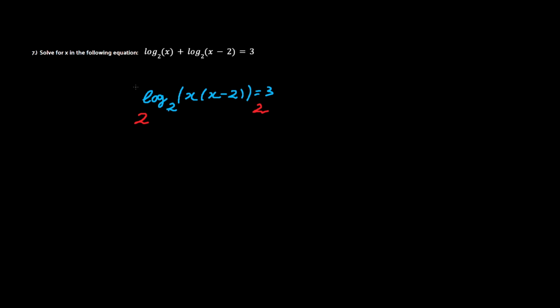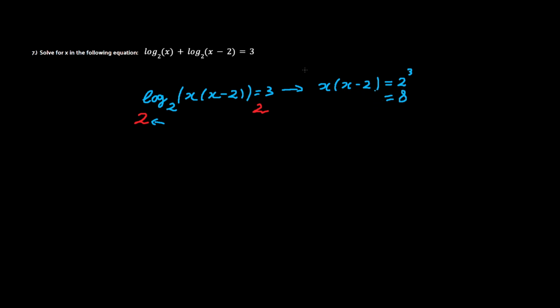And whenever you have this case, whenever this number is the same as the base of the log in the power, the log disappears and you get just the part that's in the brackets. So what I'm saying is that this whole expression is equal to x multiplied by x minus 2, and on this side we keep the 2, so it is 2 to the power of 3. And of course this is 8.